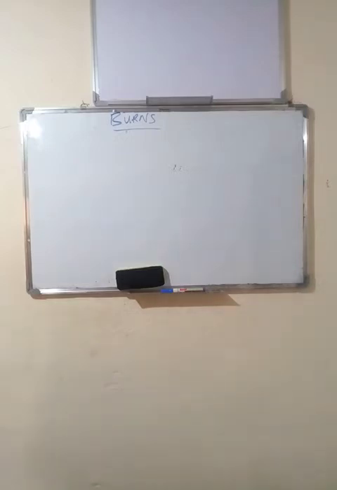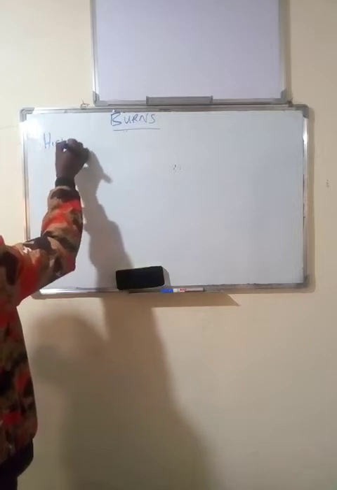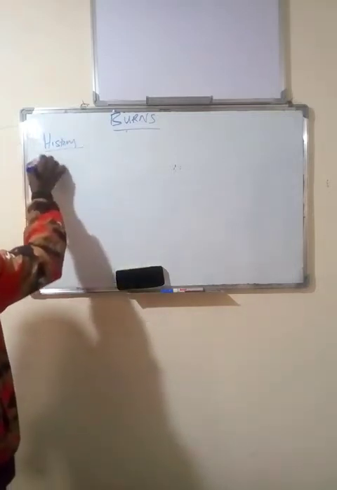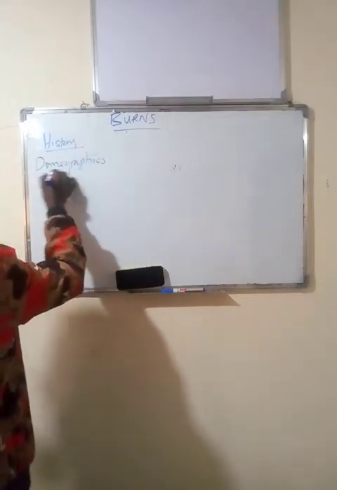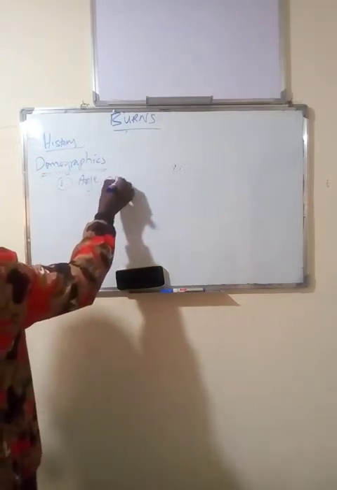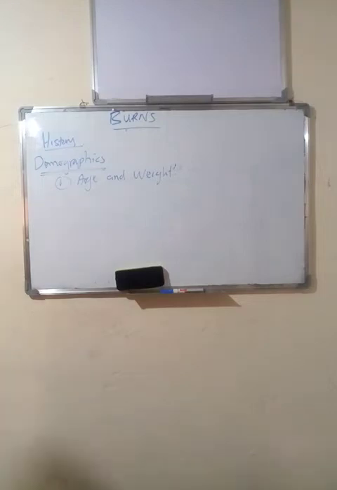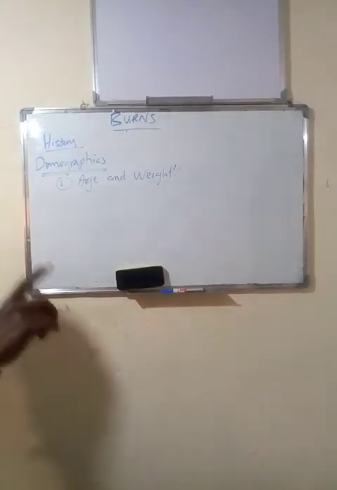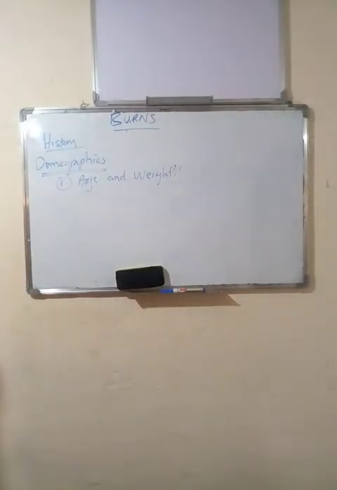All right, so let's look at what to do. On your history, you need to take history when a patient comes. On demographics, it's very, very important for you to know the age and weight. For someone with burns, especially children, you need to ask the age and the weight of the patient.